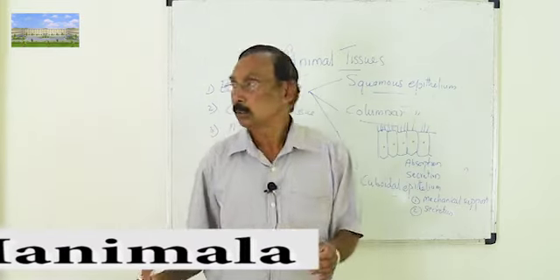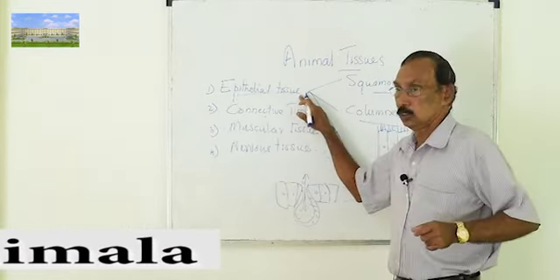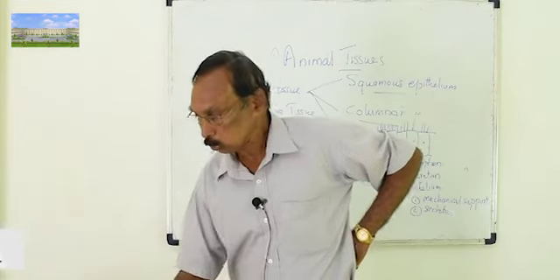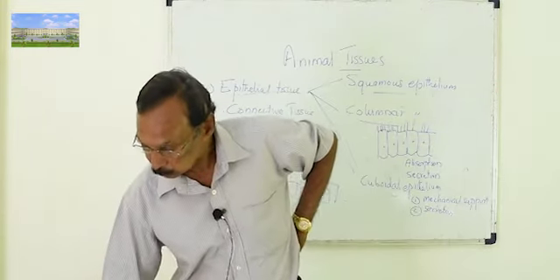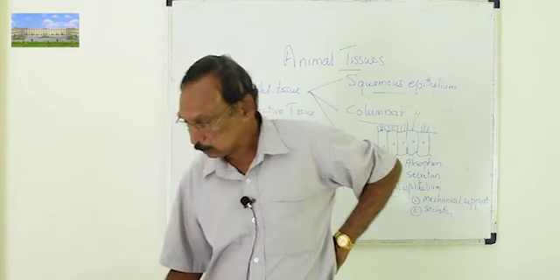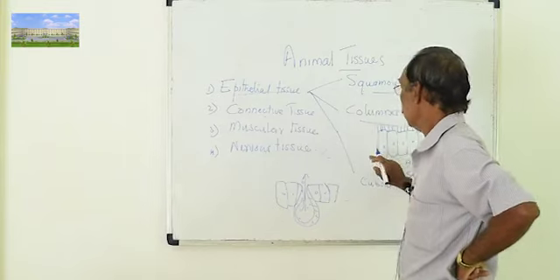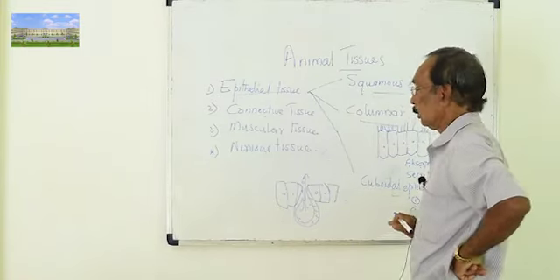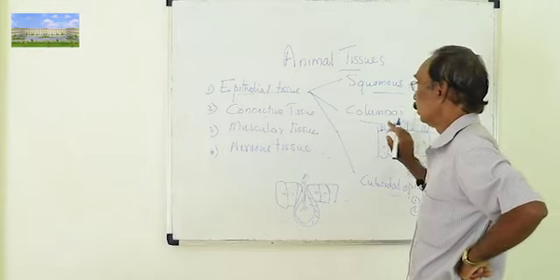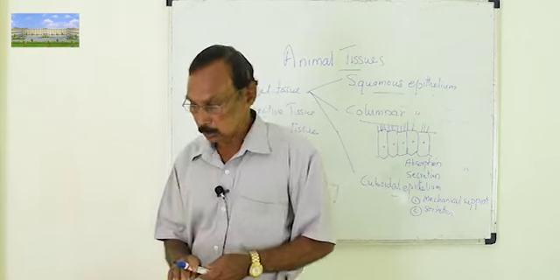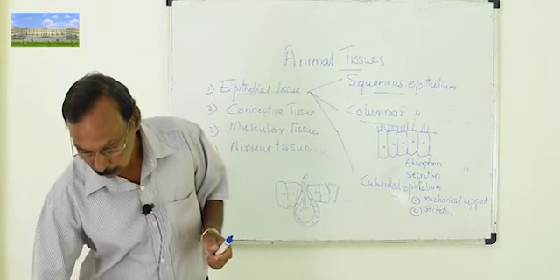So these are the different types of epithelial tissue. Four diagrams are given in the textbook, and the order will be different. In the textbook it is squamous, cuboidal, columnar and stratified. I explained each one, and these are the different functions of each epithelial tissue. This is one of the most important tissues in human beings and animals.